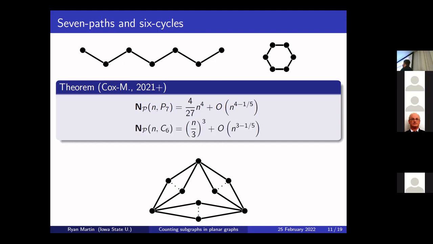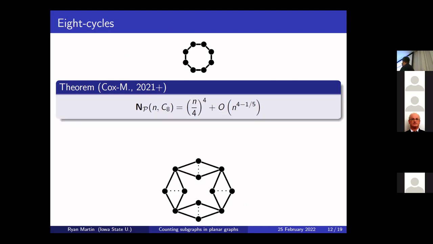Well, the same sort of argument passes through for C6. So P7 is very similar to C6 in that sense. And you get n cubed over 27. You may notice that our error terms are not as nice as others, although we don't have a little o. We actually get a step. There's no particular magic there. It's just that the method that we used to prove it couldn't get a second order term better than 4 minus 1/5, but we're pretty sure it should be n cubed in the first case and n squared in the second case.